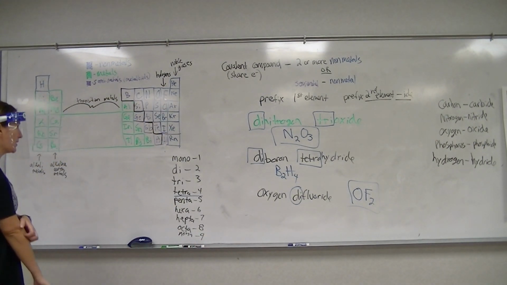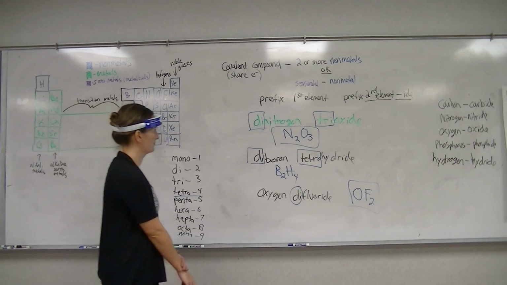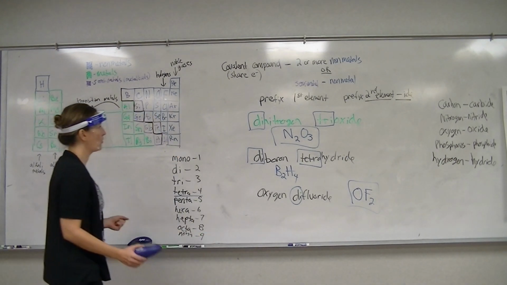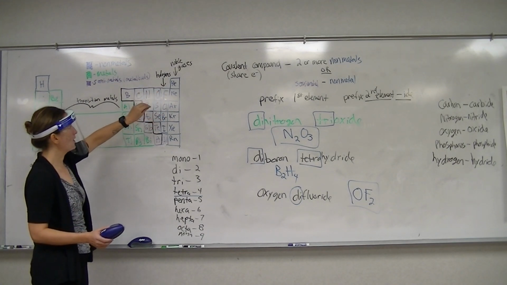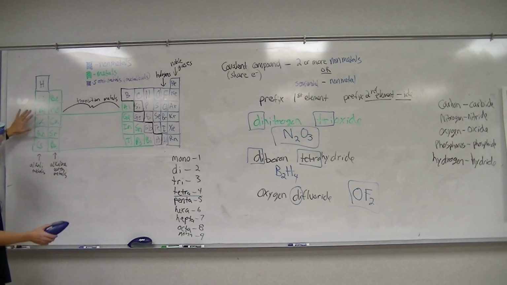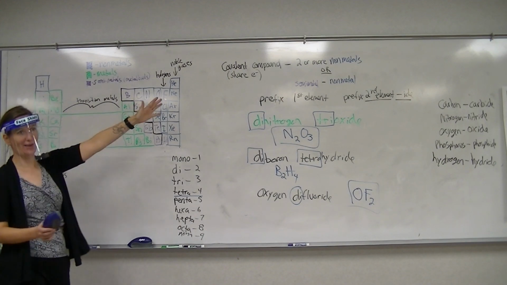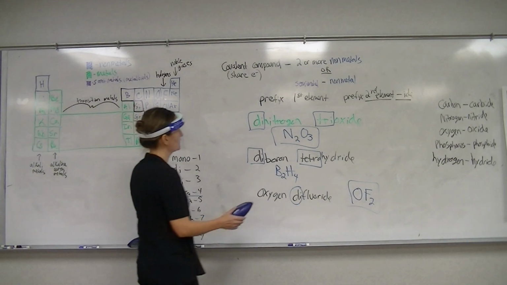So the covalent compounds are kind of nice, a little bit more straightforward, just because we're looking at such a small section of the periodic table. We're going to look at naming ionic compounds next, which is the whole periodic table, because we're bringing the metals into the game.